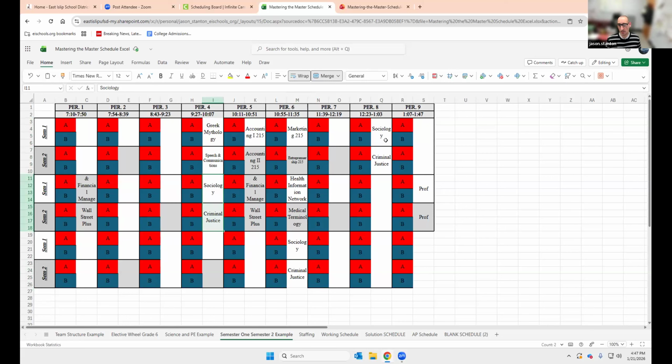I had extra sections here of sociology and criminology at some point whenever I made this Excel sheet, but this would be the outlier. So that's just another little tidbit that I picked up along the way, is to try to run everything in parallel like that.